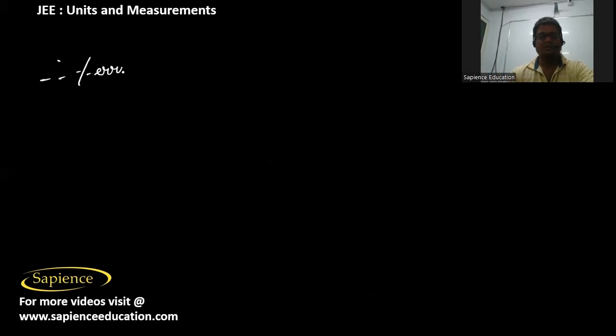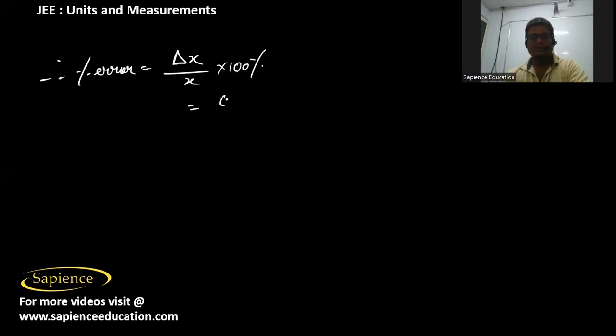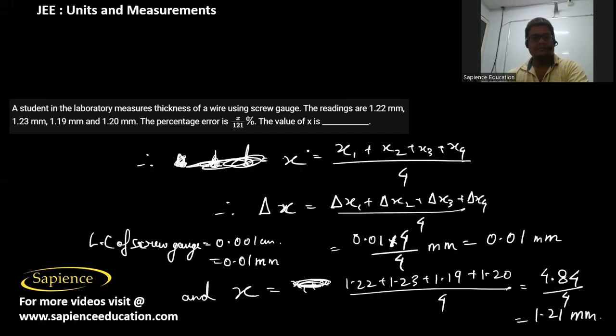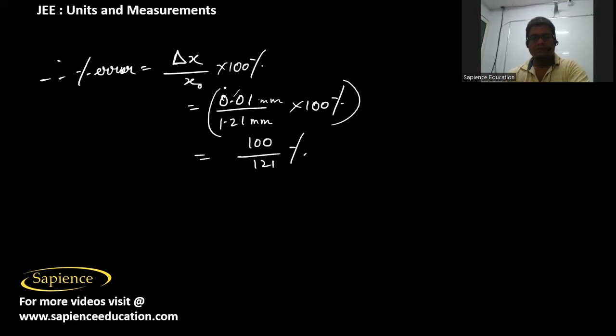The percentage error will be equal to delta x by x into 100%. So delta x is 0.01 millimeter divided by x, which is 1.21 millimeter, into 100%. So this will be equal to 1 by 121, so it is 100 by 121%. This x here is ours, and let's call this x naught, else we may get confused. So this will be equal to delta x by x naught into 100%.